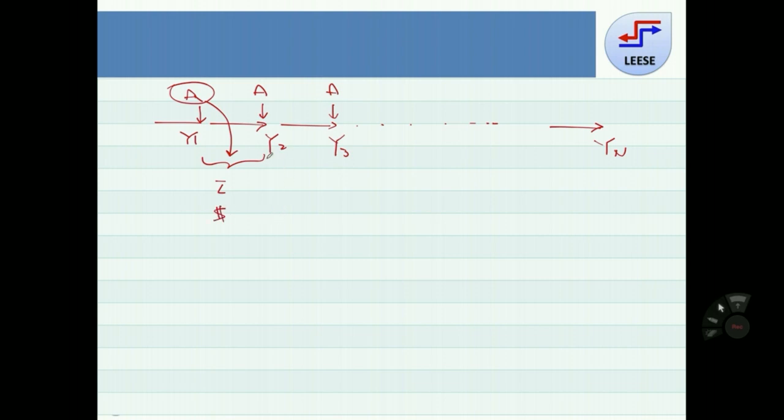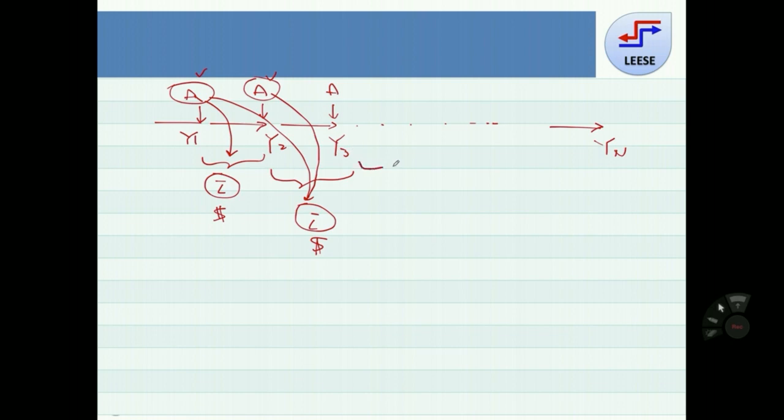Okay? What about the year 2? From year 2 and year 3, I have the A money at the end of the year 2. So these two will be saved. I have the interest rate. So that is the extra money I can get from the bank, okay?